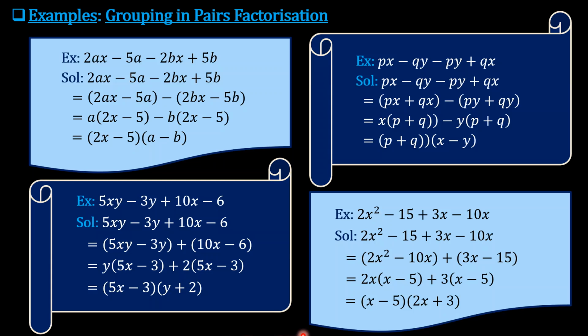This is the most important part. 2x square minus 15 plus 3x minus 10. So 2x square minus 10x here in a group and 3x minus 15 in another group. So 2x is the common factor from these two and 3 is the common factor from these two, and x minus 5 is the common factor here.